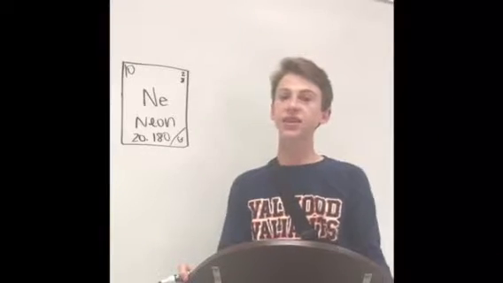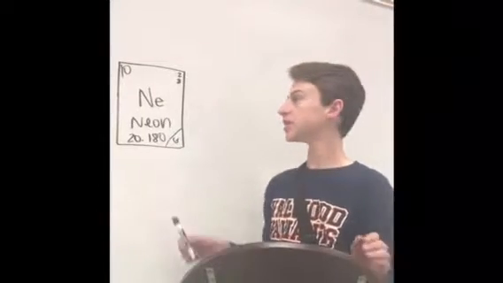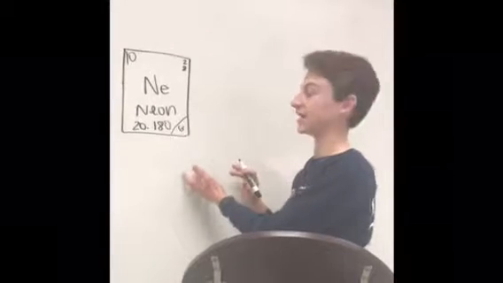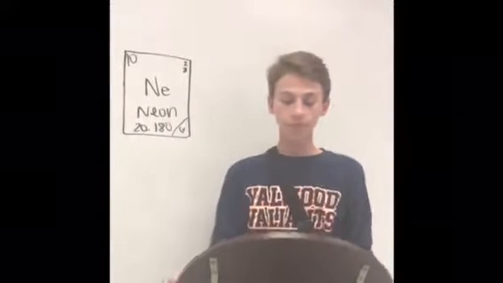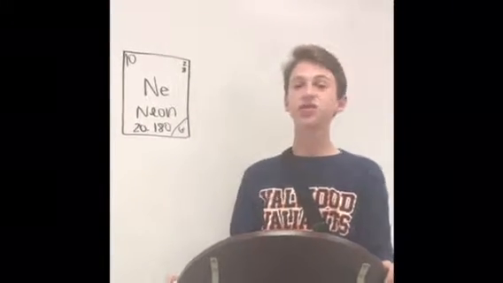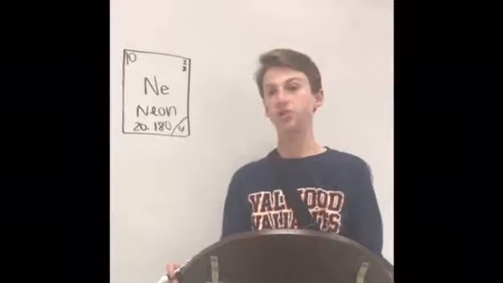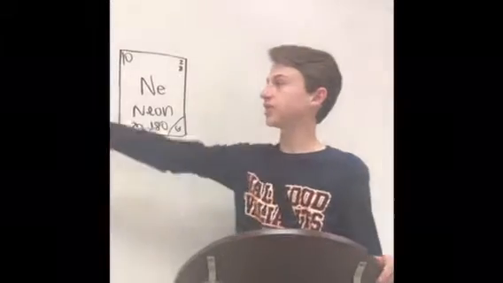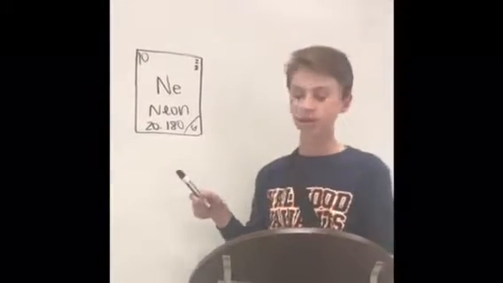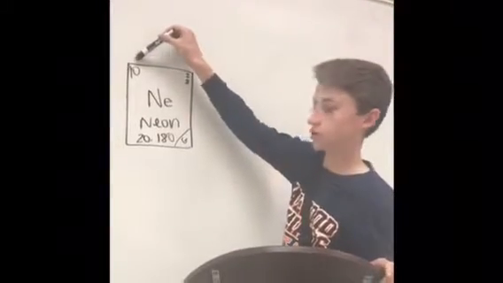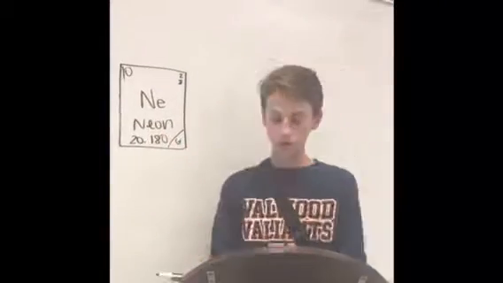Now I'm going to be discussing the information given on each of the elements. I have neon here to provide as an example. Each element has a different atomic number because no two elements have the same number of protons. The atomic number increases from left to right on the periodic table. The atomic number can be seen in the top right-hand corner. For neon, it is 10.